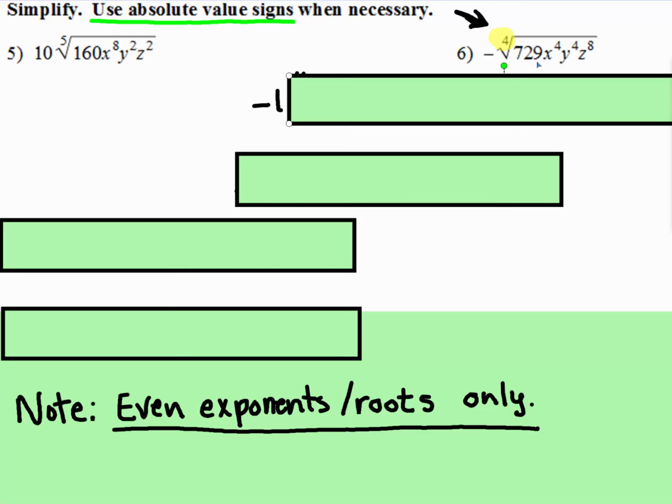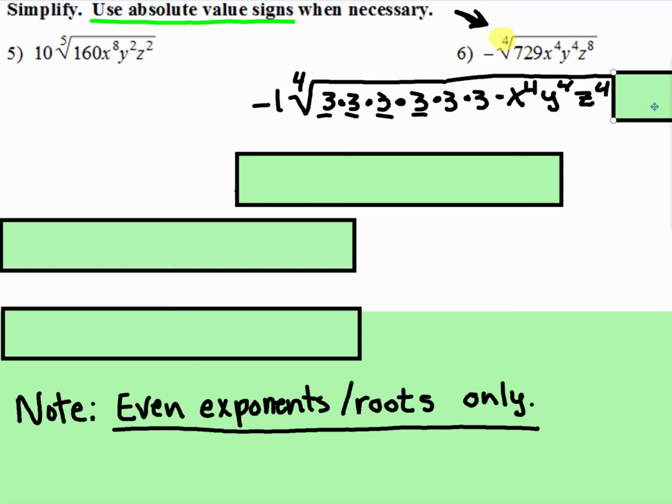And 729 is a multiple of 3. So 3 to a certain power is 729. So let's go ahead and see what we did. All right, so 3 times 3 is 9, times 3 is 27, times 3 is 81, times 3 is 243, times 3 is 729. So 1, 2, 3, 4, 5, 6. So that's going to be 3 to the fourth times 3 squared. All right, so let's look at the next step.